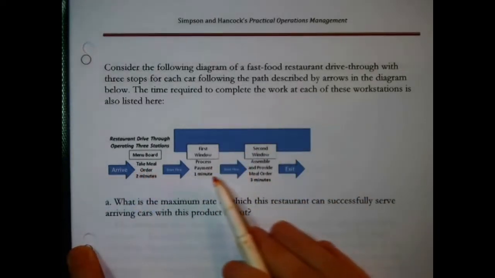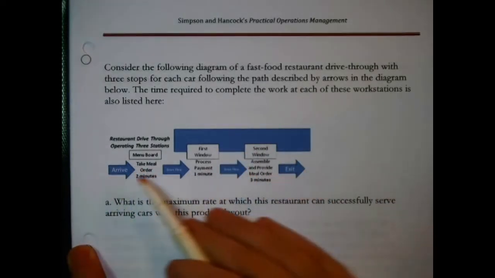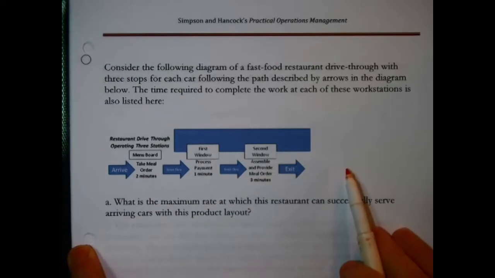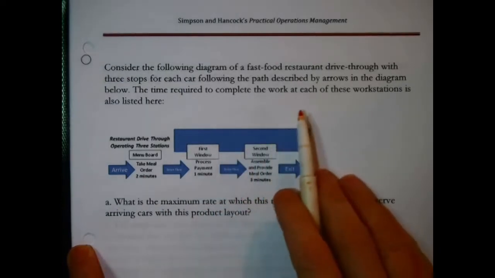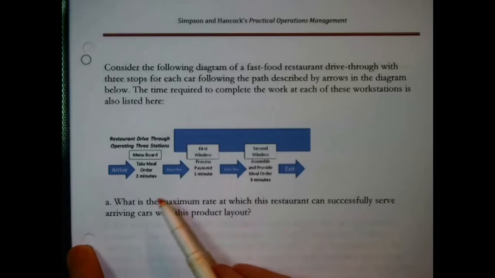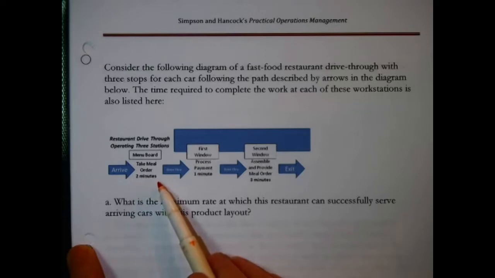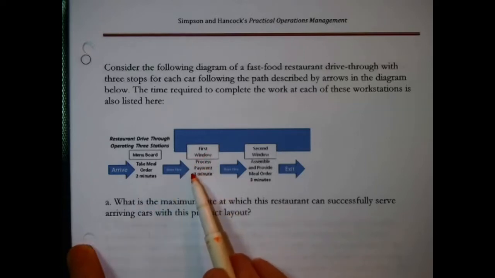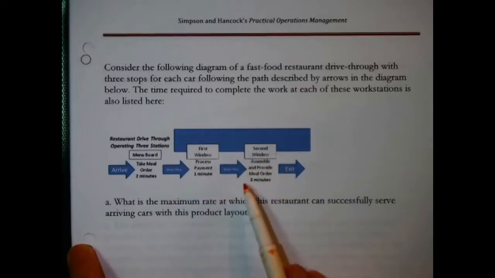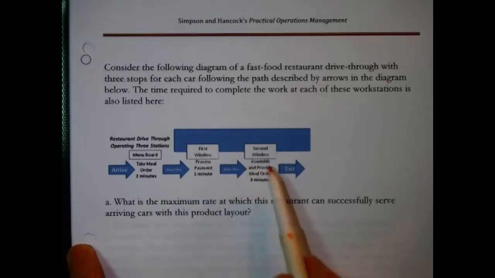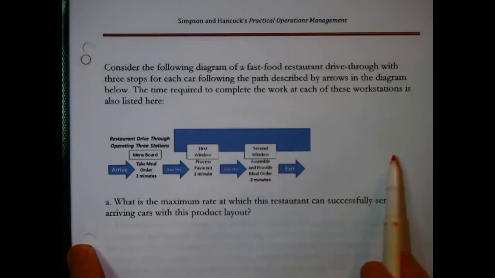See, there's this one unchanging pattern of production. The time required to complete the work at each of these workstations is also listed here. All right, so I see that each car stops at the menu board and the business there takes about 2 minutes, then proceeds to the first window where they process the payment, and that takes about 1 minute, and then the second window, that takes about 3 minutes where they actually get the meal, and then they're gone.